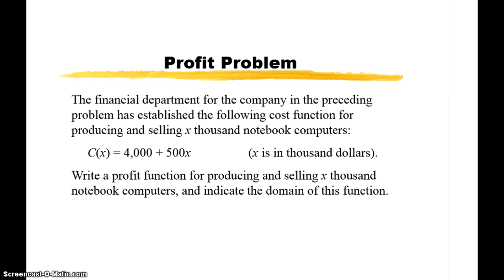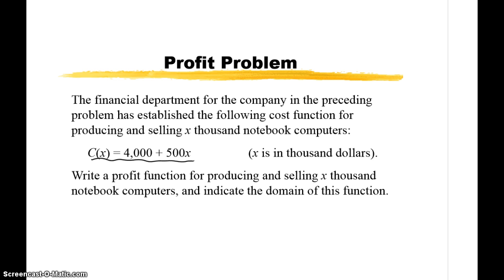Let's take a look at one more example. We'll look at a profit problem. It says the financial department for the company in the preceding problem has established the following cost function for producing and selling x thousand notebook computers. The function is 4,000 plus 500x, where x is in thousands. Write a profit function for producing and selling x thousand notebook computers and indicate the domain of this function.